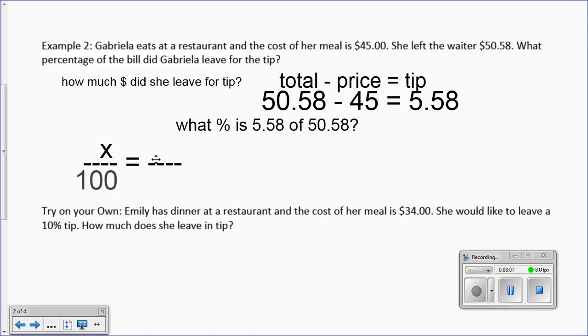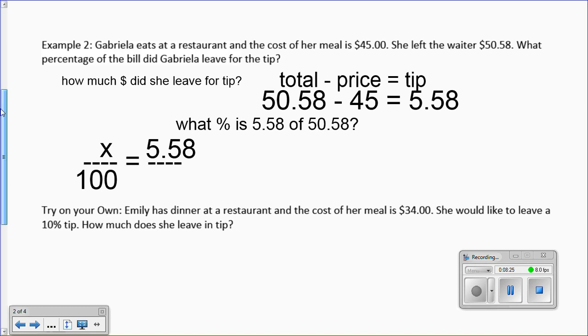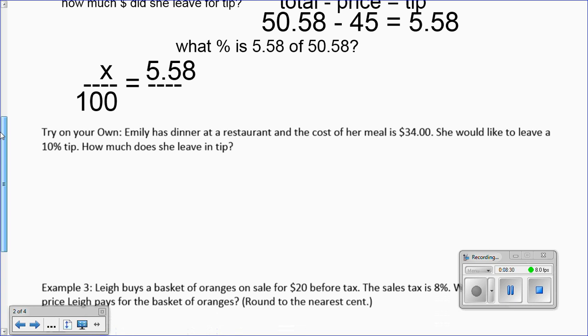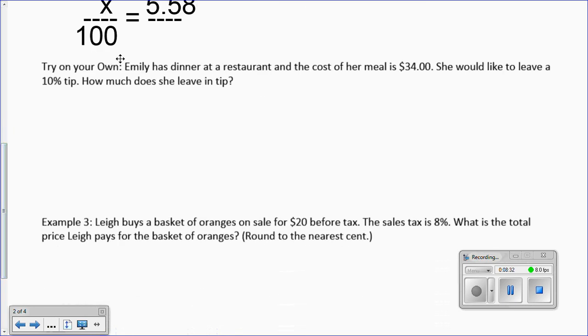So we'd set up the proportion. I'm debating if I want to continue on with this problem. I'm going to stop. We're going to do this problem in class because I messed it up. It shouldn't be of the total. It should have been of the price of the meal. So you guys can try it on your own if you want to, but we'll go ahead and do this one. So you will be trying this one on your own, okay?